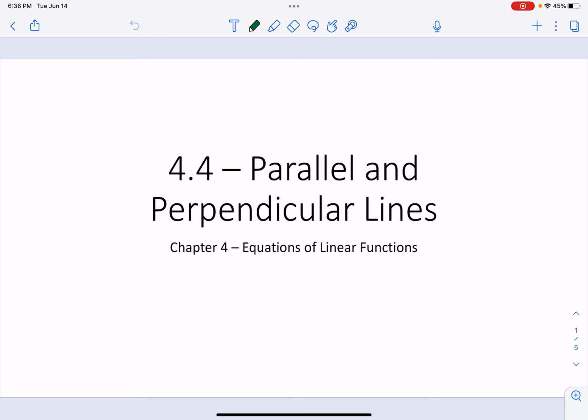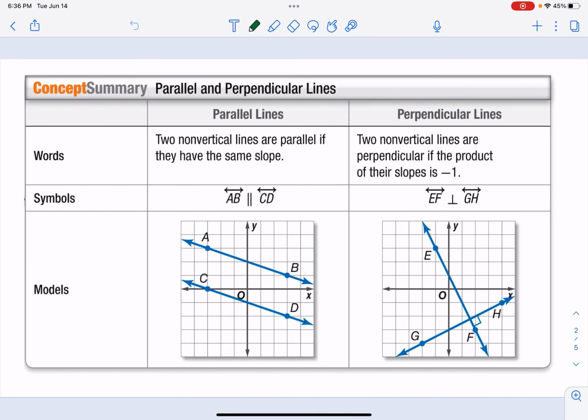In this video, I'm going to be talking about parallel and perpendicular lines, and we're going to be writing equations of those and trying to figure out if those lines are parallel and perpendicular. Okay, so two non-vertical lines are parallel if they have the same slope.